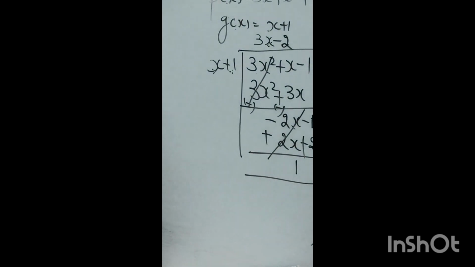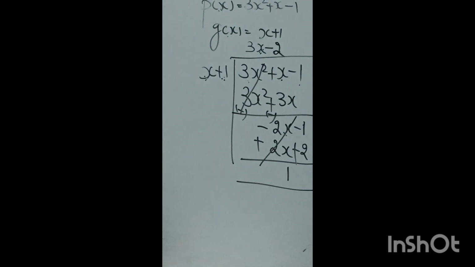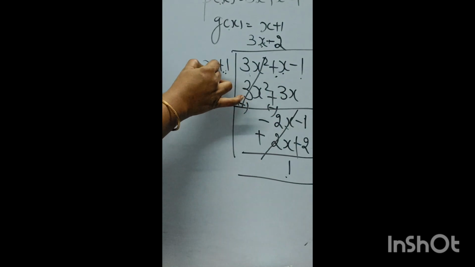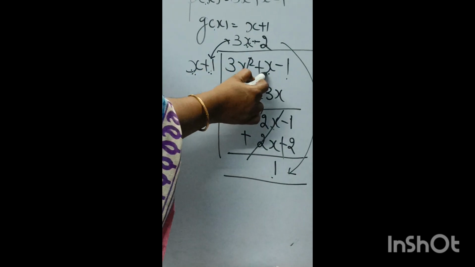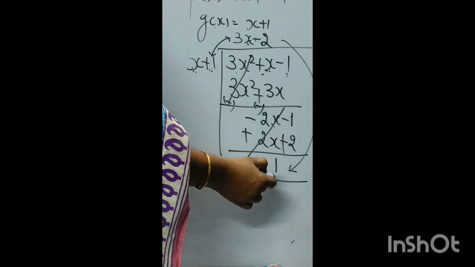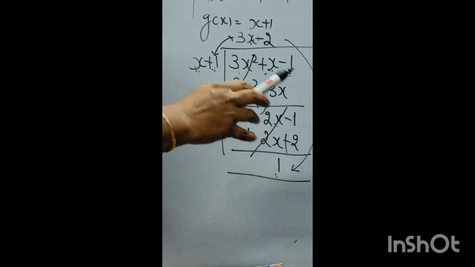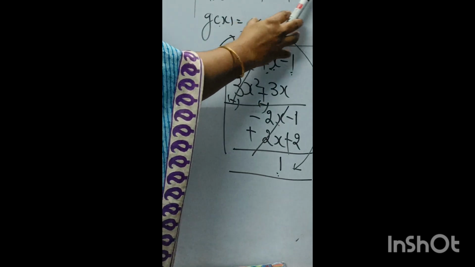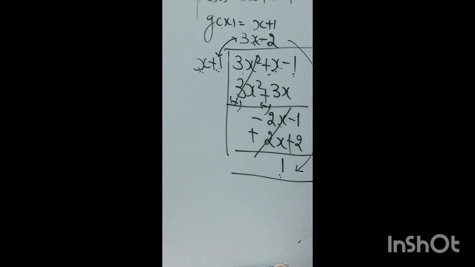The remainder is 1. So for 3x square plus x minus 1, that is, dividend is equal to divisor into quotient plus remainder. So 3x square plus x minus 1 is equal to x plus 1 into 3x minus 2, plus 1. So this way, when you substitute the values of divisor, quotient and remainder, you get the value of the dividend. So this is the example for the remainder theorem.